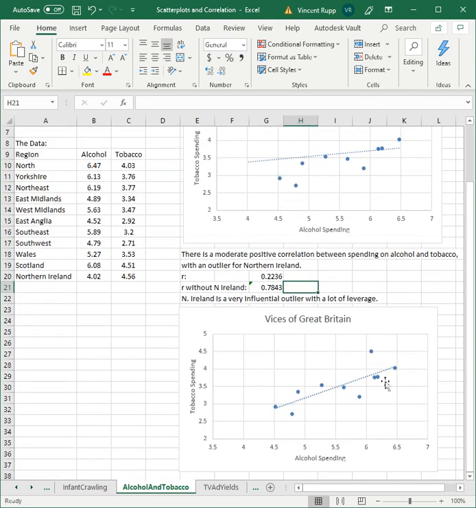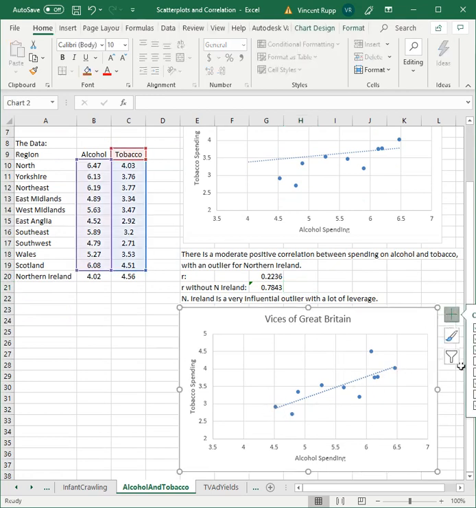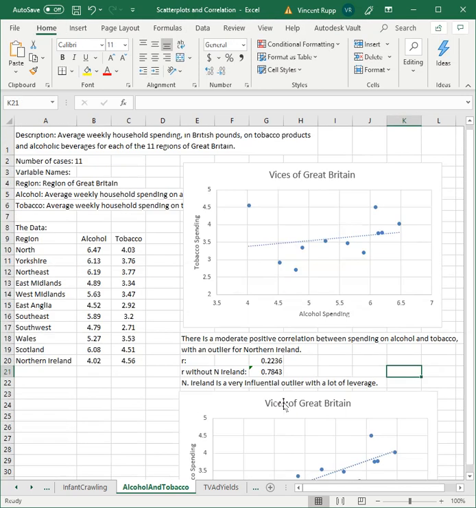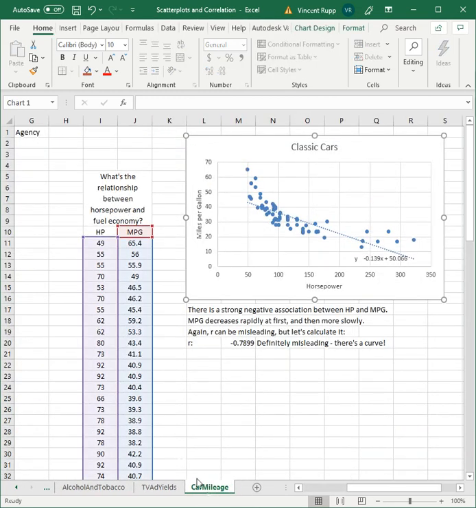You do the same scatter plot without it. You can see this line I put in, just again with the plus sign here, and add a trend line, really fits the data a lot better. Let's also look at, let's skip this one and go to car mileage.